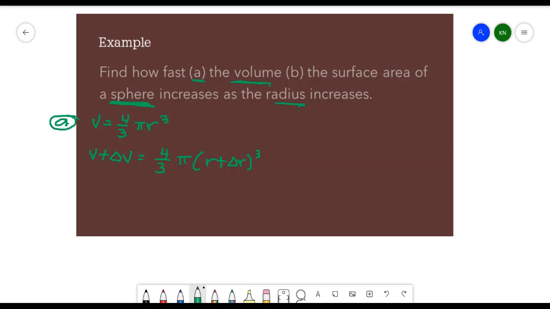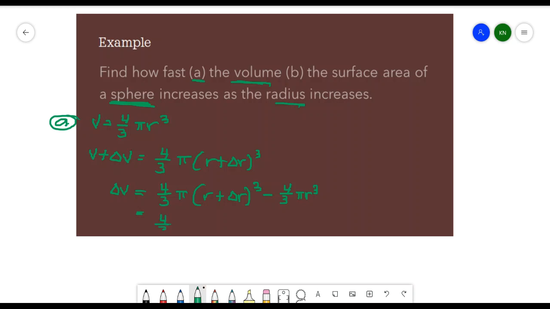Now, isolating the value of delta V, we have delta V is equivalent to 4/3 pi times (R plus delta R) cubed minus our V. Our V is 4/3 pi R cubed, so I will just replace that directly. So we have 4/3 pi R cubed. Now, we need to simplify this function first.